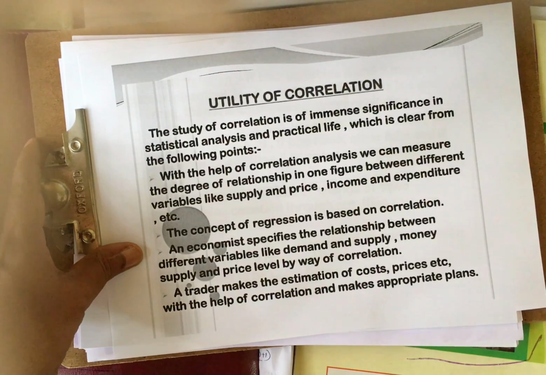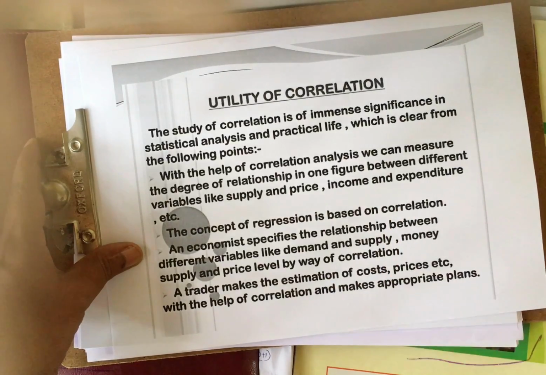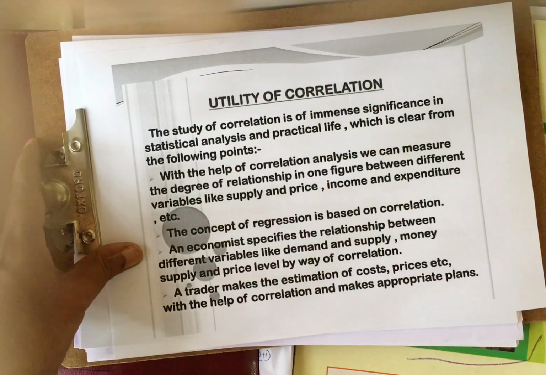Next, it is also important for the calculation of regression. Correlation is also necessary because regression is based on the same. And next, an economist specifies the relation between different variables like demand and supply, money supply and price. Wherever two variables are there, we can use it, even for the growth of food production and the rain, and the height of a parent and the height of the children, as we have shown in the pictures.